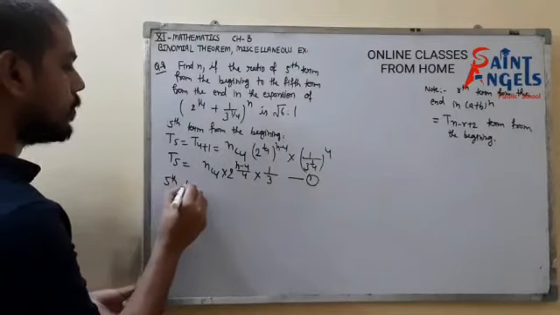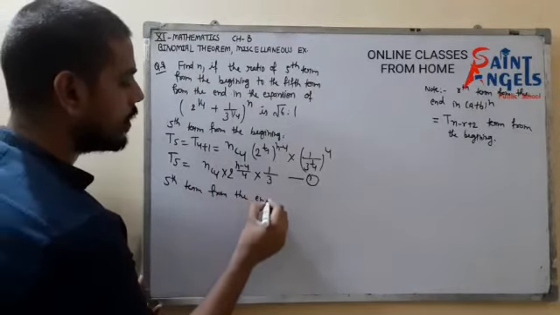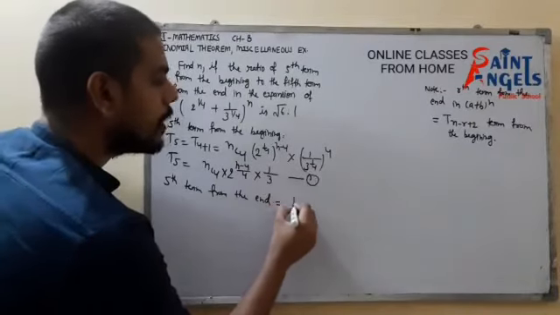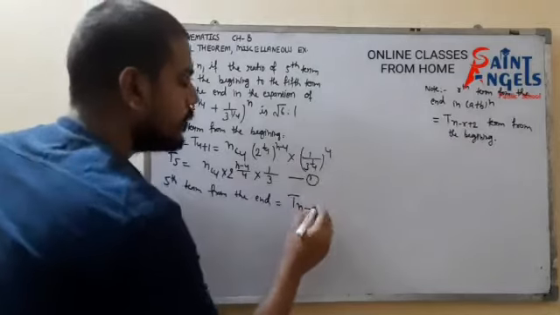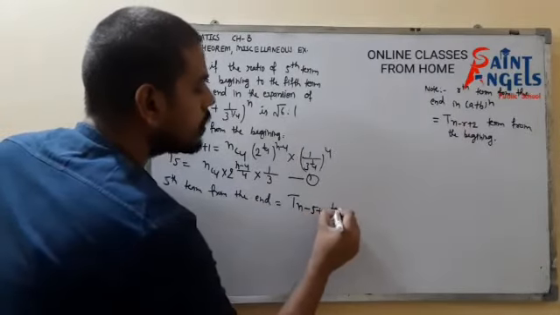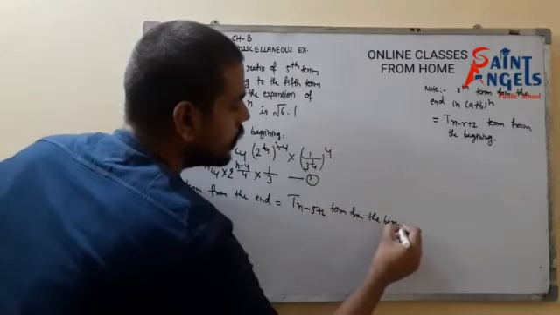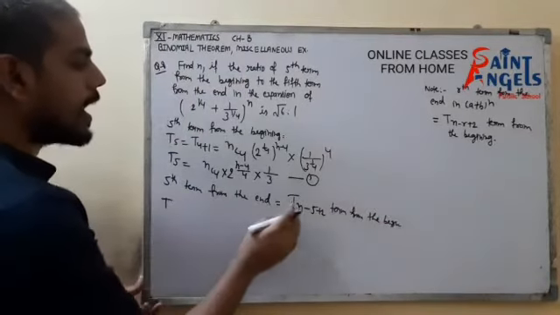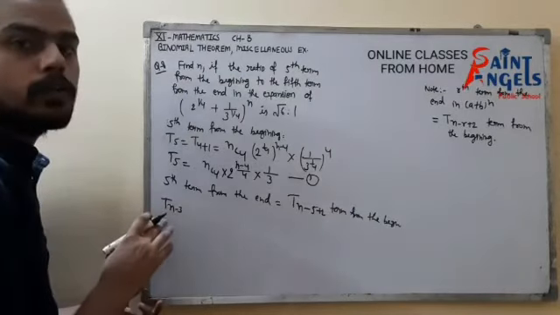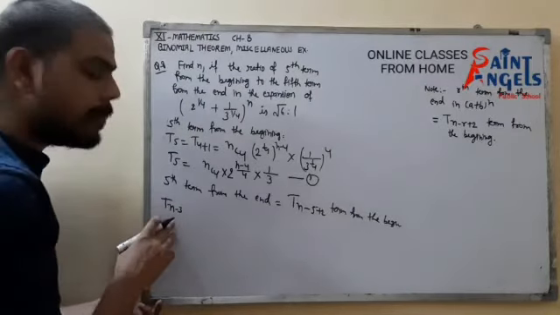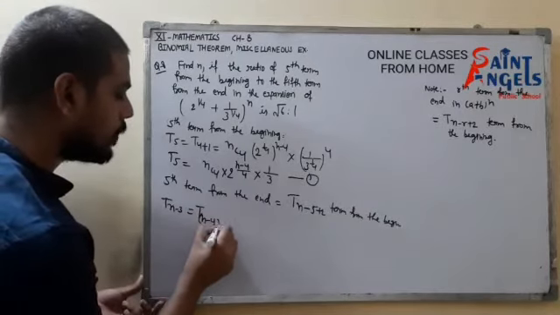Now the fifth term from the end is equal to the (n minus 5 plus 2)-th term from the beginning, since r here is 5. So basically we have to find the t(n minus 3) term, but we have to write the general formula in the plus 1 form. So we will write it as the t(n minus 4 plus 1) term.